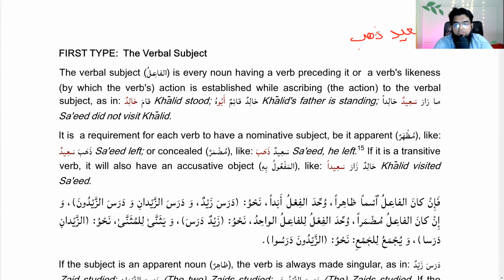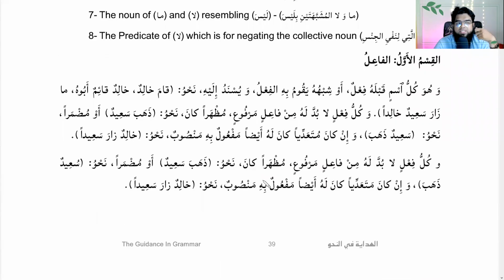If you remember, the fa'il should always come after the verb. It cannot be before. So this is Mubtada, and this is Zahaba, fa'il damir mustatir huwa. The hidden pronoun huwa, and it refers back to sa'id, but sa'id is not the direct fa'il. Grammatically, it's just the way they say, because the fa'il should come after the verb. It never comes before. We cannot say sa'id is the fa'il. In general, if you've not done Madina books, it might seem confusing, but yeah. When you say sa'id dhahaba, that means the fa'il is mudmar, damir.